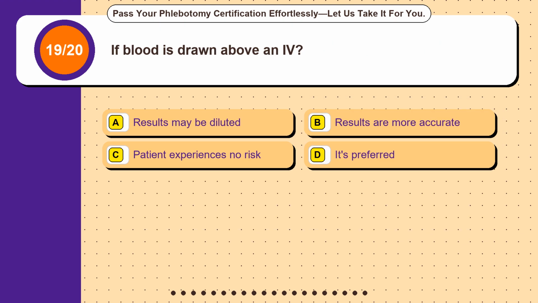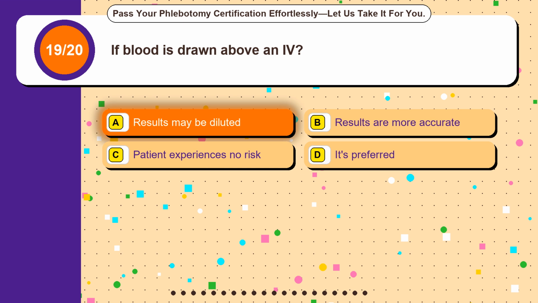Question 19. If blood is drawn above an IV, option A, results may be diluted; option B, results are more accurate; option C, patient experiences no risk; option D, it's preferred. The correct answer is option A, results may be diluted.